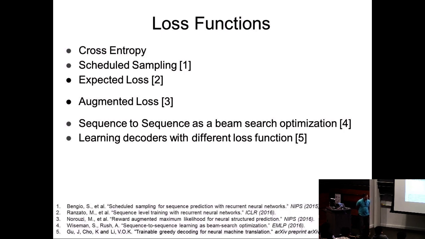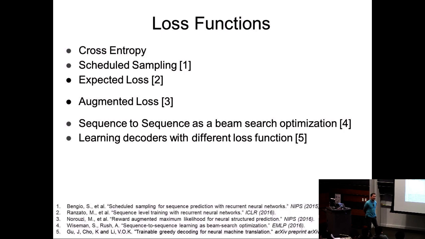So when we look at sequence-to-sequence learning, cross-entropy is the most commonly used loss function, or softmax. Particularly if your output is a softmax distribution, much like in classification, you use cross-entropy. There's something called scheduled sampling that I'll briefly talk about. Expected loss, augmented loss, there are different variations on what it is that you want to optimize. There has also been some work on sequence-to-sequence as a beam search optimization.